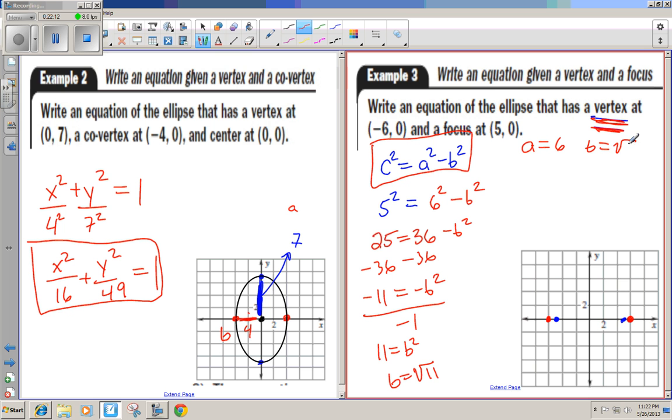So just by using this distance formula, you now can say that since a is 6, since b is the square root of 11, you plug it into the standard equation, x squared over something plus y squared over something equal to 1. So a is 6, so that's 6 squared. b is square root of 11, so that's square root of 11 squared. And you end up with the equation x squared over 36 plus y squared over 11 equals 1.